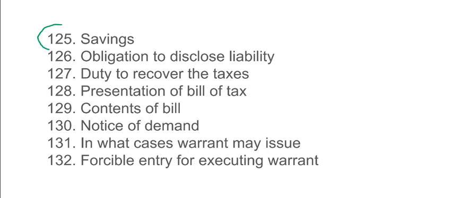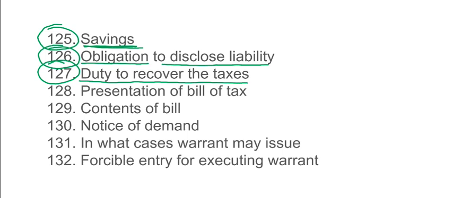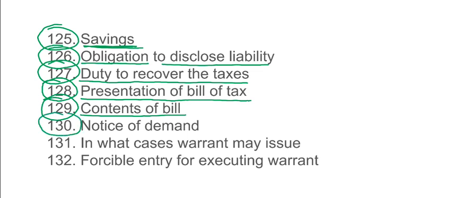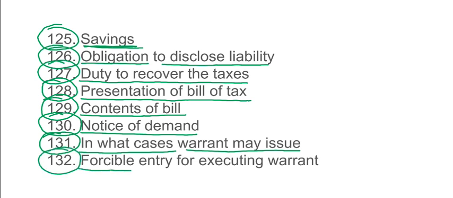Section 125 savings. Section 126 obligation to disclose liability. Section 127 duty to recover the taxes. Section 128 presentation of a bill of tax. Section 129 contents of bill. Section 130 notice of demand. Section 131 in what cases warrant may issue. Section 132 forcible entry for executing warrant.